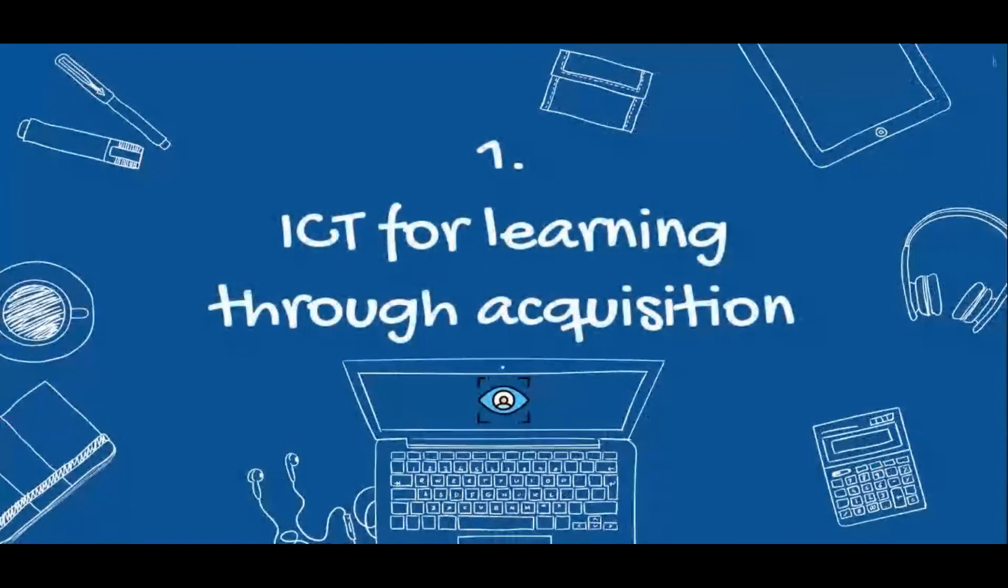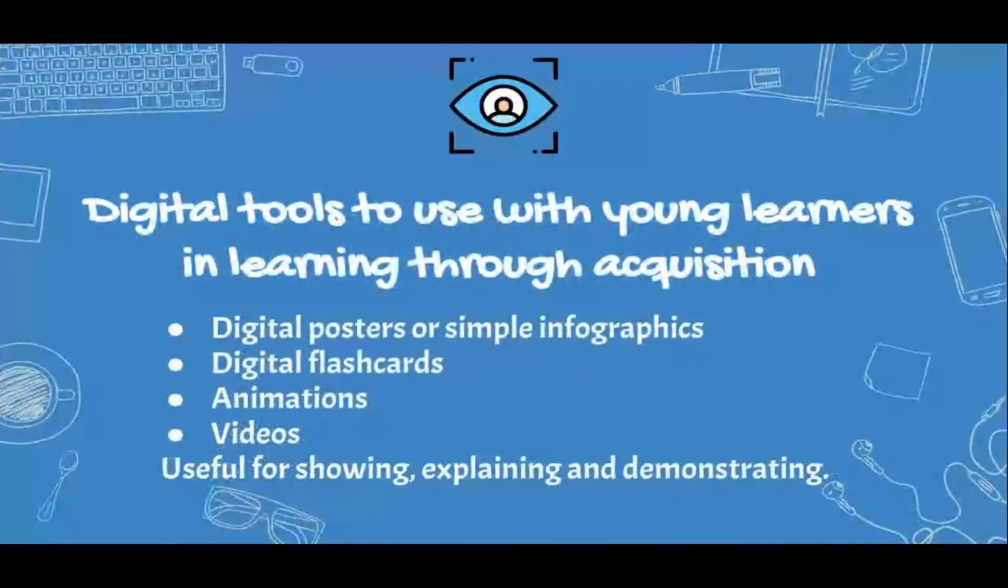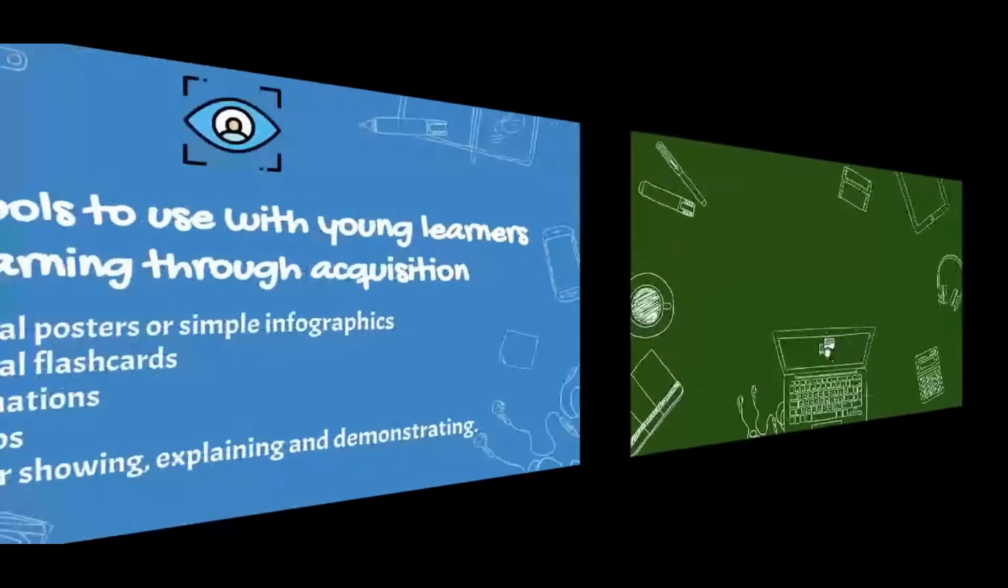Learning through acquisition occurs when the learner is listening to the teacher, watching a video, or reading a text or a website. It is useful for the development of concepts, but it does not require the learner to do anything. Some digital tools for learning through acquisition are those useful for showing, explaining, and demonstrating: digital posters or simple infographics, digital flashcards, animations, and videos.